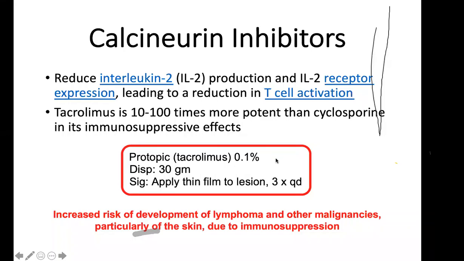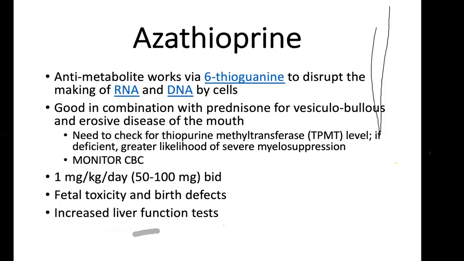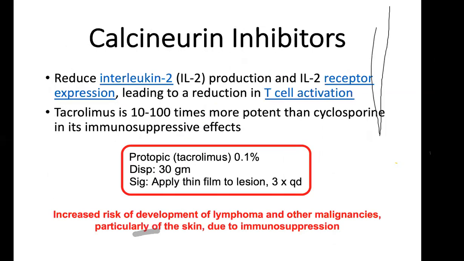And very importantly, unlike mycophenolate mofetil or azathioprine, which are meant to be given systemically, Protopic or tacrolimus is available as a very convenient topical gel formulation. At 0.1% strength, you dispense 30 grams, and apply a thin film to the lesion 3 times a day. Just a word of caution, there have been reports.